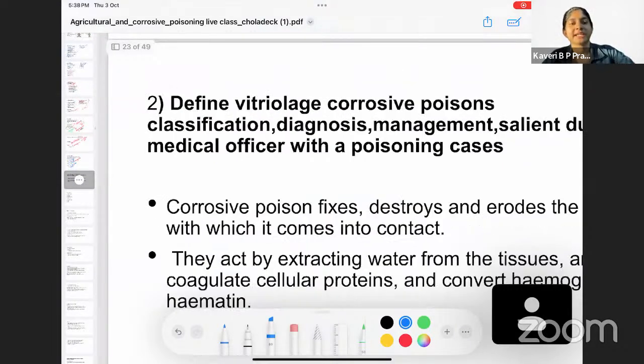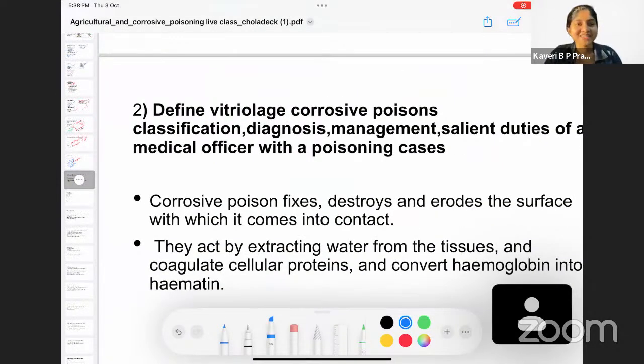Now coming to the second question. Done with one. Now the second question. Define vitriolized corrosive poison: classification, diagnosis, management, salient duties for medical officer with the poisoning case. Now, what does a corrosive poison do? These are the poisons which will fix, destroy, and erode the surface with which it comes into contact. So wherever it comes in contact, the surface is gone.